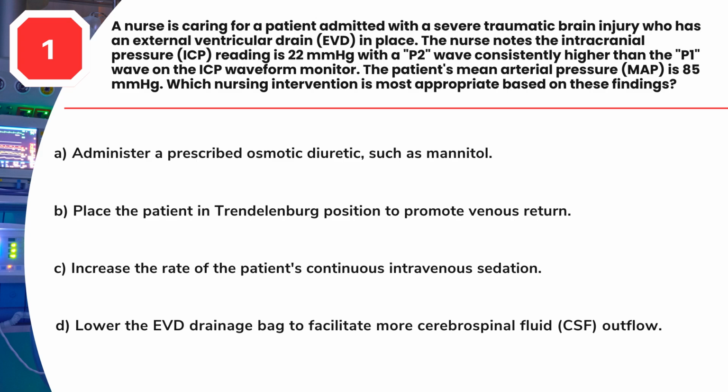Question 1. A nurse is caring for a patient admitted with a severe traumatic brain injury who has an external ventricular drain, EVD, in place. The nurse notes the intracranial pressure, ICP, reading is 22 mm of mercury with a P2 wave consistently higher than the P1 wave on the ICP waveform monitor. The patient's mean arterial pressure, MAP, is 85 mm of mercury. Which nursing intervention is most appropriate based on these findings?